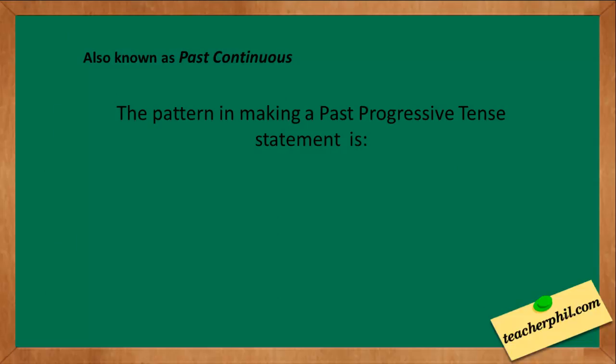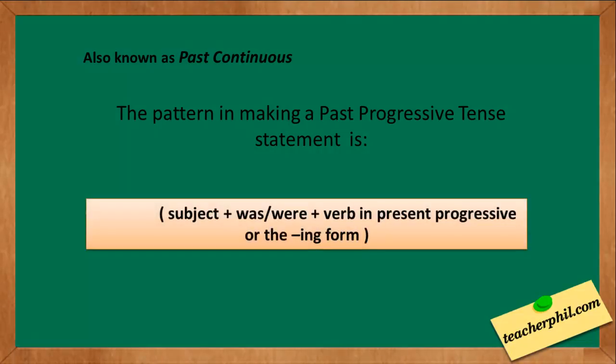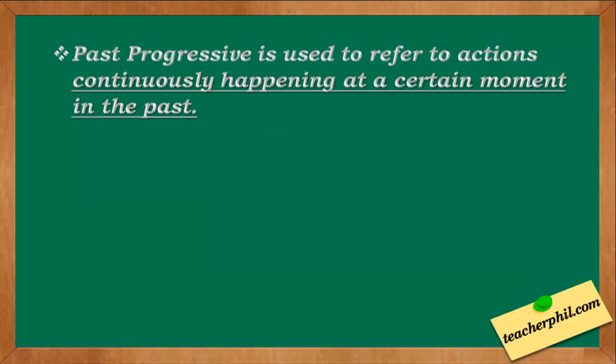The pattern in making a past progressive tense statement is subject plus was or were plus verb in present progressive or the ing form. There are different uses of the past progressive tense. The first one, past progressive is used to refer to actions continuously happening at a certain moment in the past.